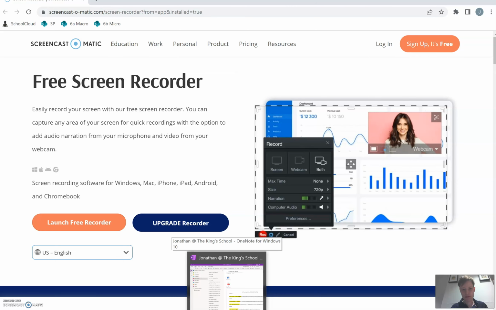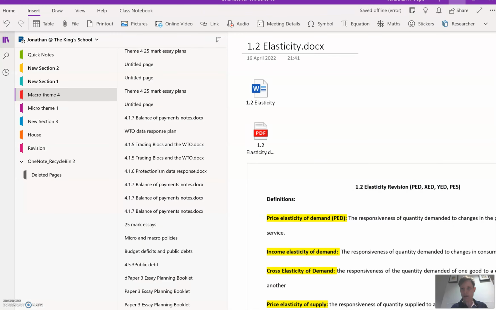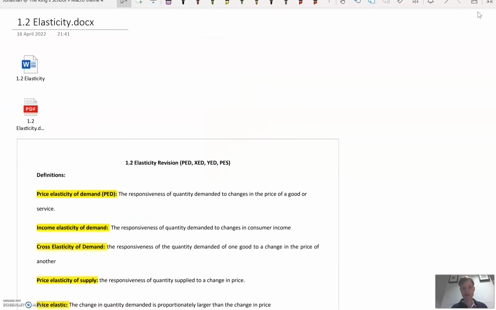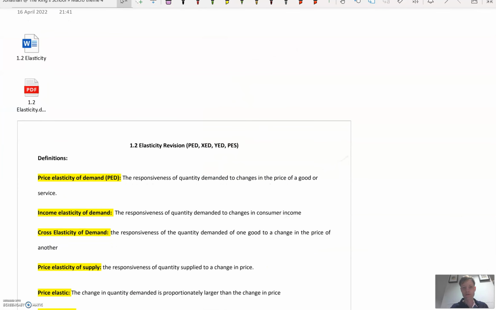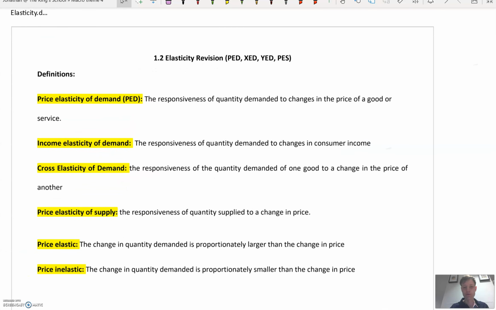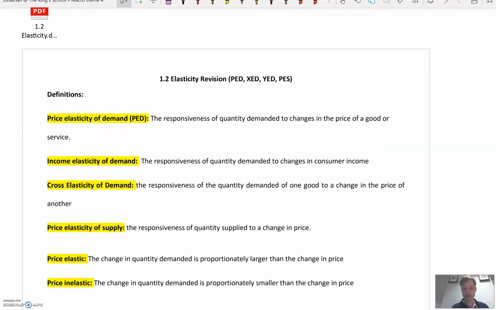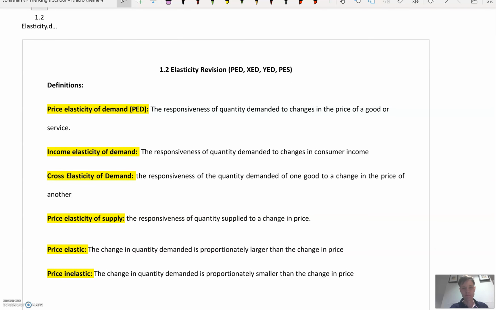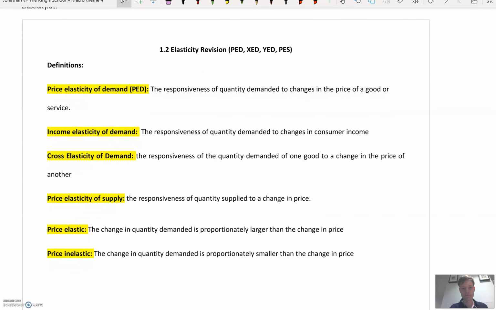Hello, today we're going to be talking about elasticity, and in 15 minutes I'm going to try to go through as many of the high value marks as we can for the exam. It's not going to be comprehensive though, so if you need to go through any of these particular areas, do look at your textbook, Econ Plus Style, whatever you feel comfortable with.